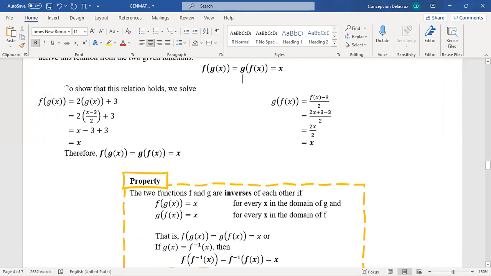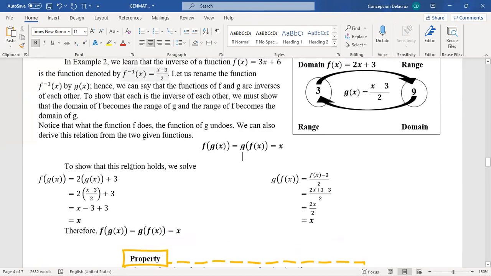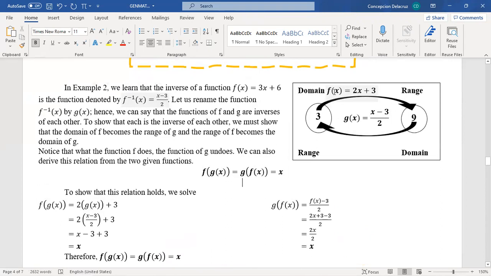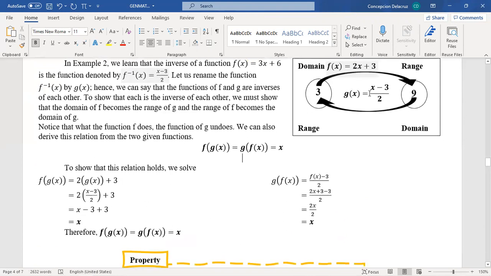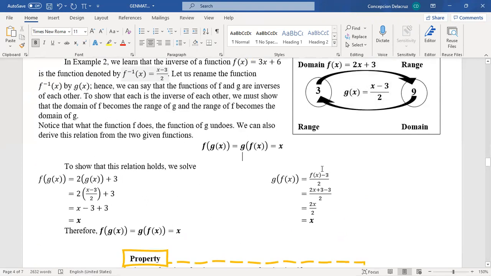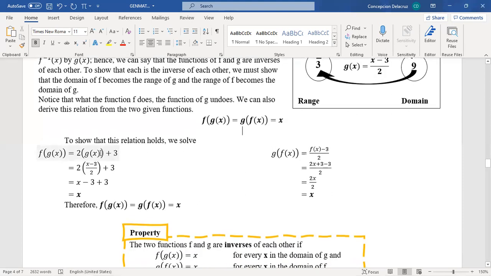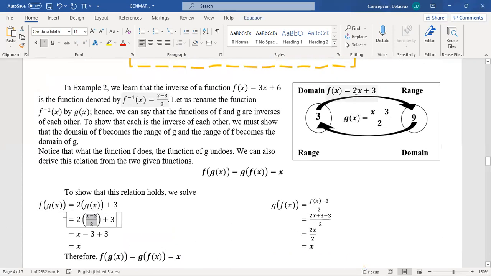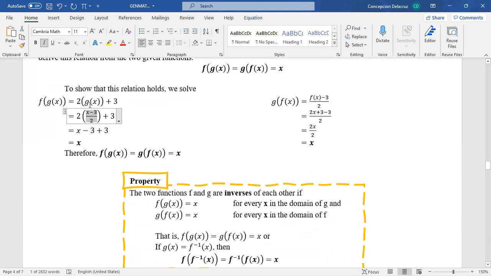So just like this example, to show that the relation holds, we solve f of g of x. Our function f of x is equal to 2x plus 3, and also our g of x is x minus 3 over 2. So substitute the value of g of x into the given equation. Our given equation f of x is 2x plus 3. So replace x with the value of g of x, which is x minus 3 over 2.